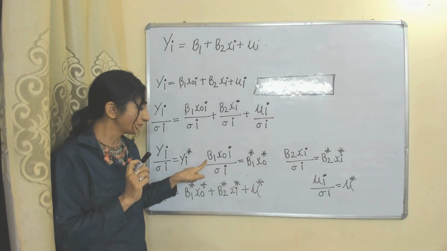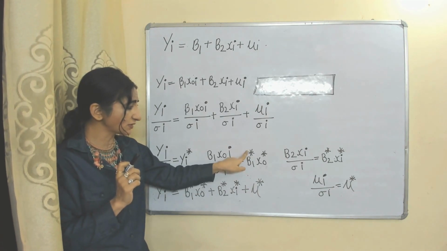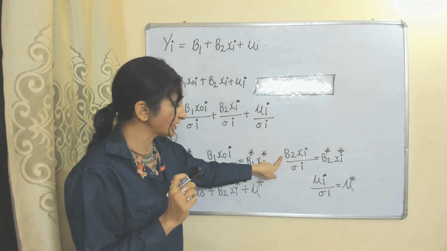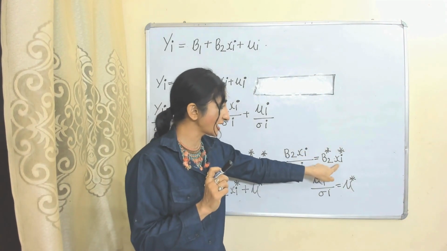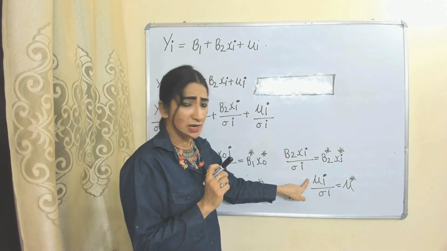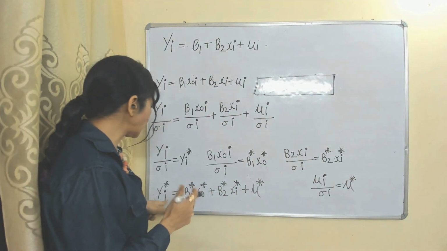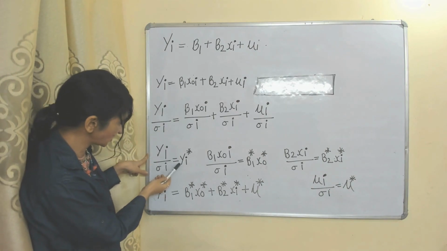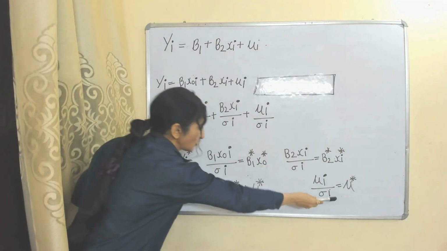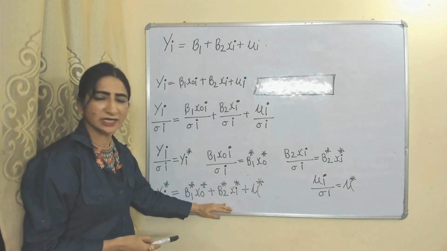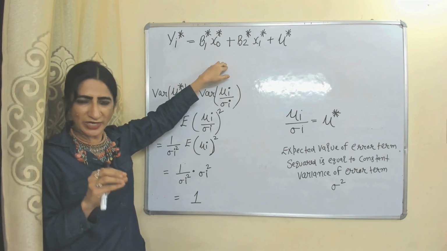We put beta 1 x0i over sigma i equal to beta 1 star x0i star. We put beta 2 xi over sigma i equal to beta 2 star xi star, and we put mu i over sigma i equal to mu i star. After putting these in, our equation will look like this, and this is called the transformed equation. So this is our final transformed equation.